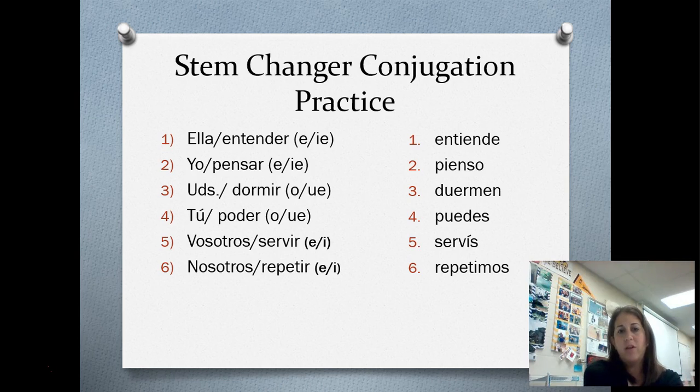Please make sure that you jot down any questions that you have. Being able to conjugate is one of the very basic, foundational pieces of learning a language. So we will continue to practice when you come into class.